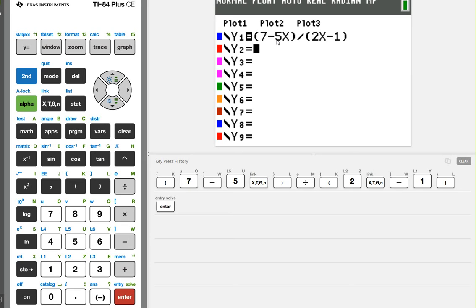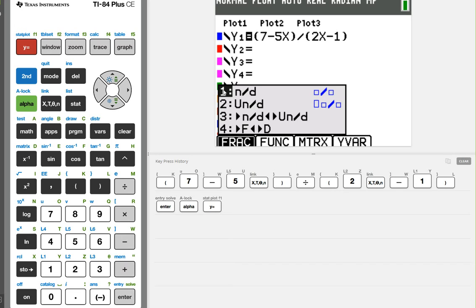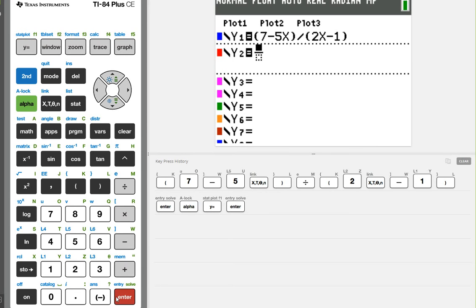Nick's saying yeah, he's like, yeah, I got this. What do you got to hit? Second, then X. Alpha, and then y equals. And the first selection there allows you to do a fraction. So we'll type in 7 minus 5x over 2x minus 1.